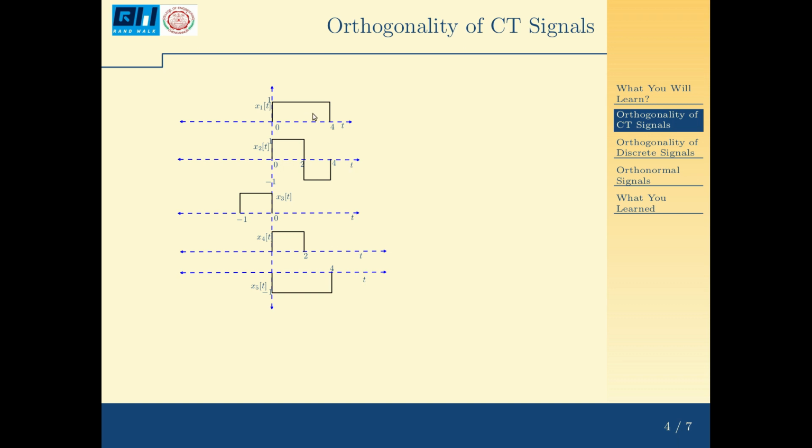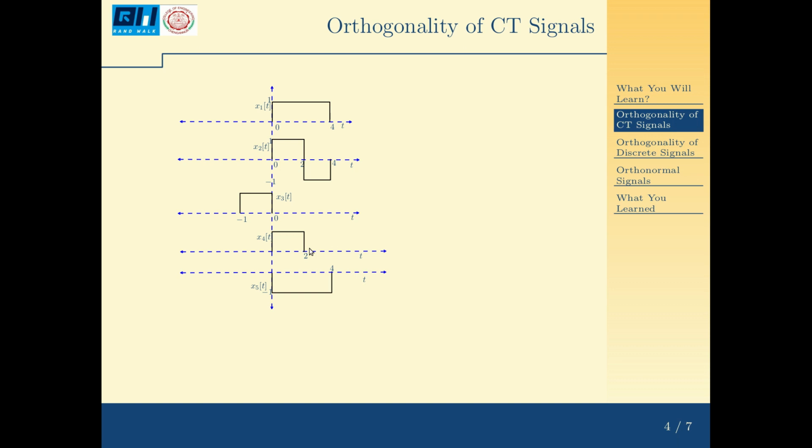And if you look at x1(t) and x3(t), they do not overlap at all. So whenever we take the product between x1 and x3, that is 0. So x1 and x3 are orthogonal, and x1 and x2 are orthogonal. But if you look at x1 and x4, they are not orthogonal, because if I integrate x1(t) times x4(t) from 0 to 2, I will get 2. So that is not 0. So I can say x1(t) and x4(t) are not orthogonal.